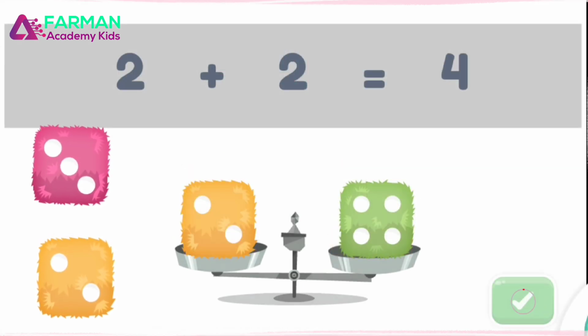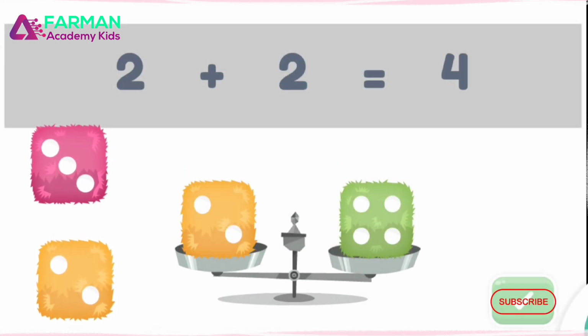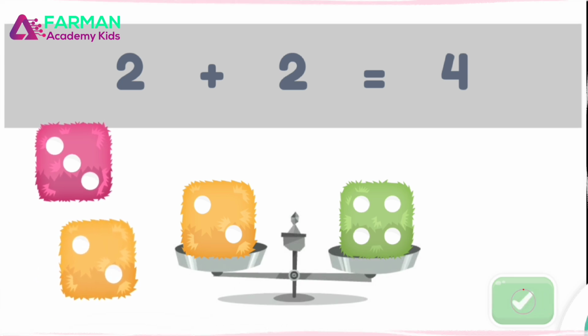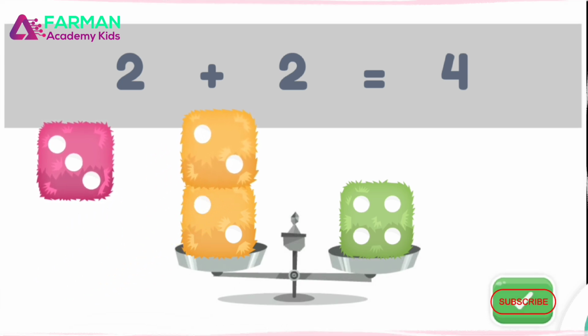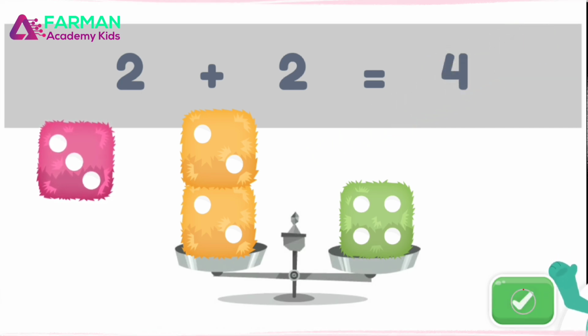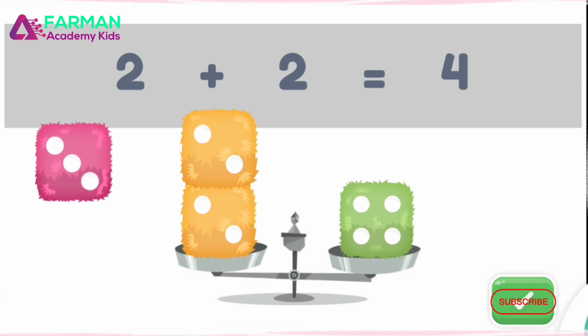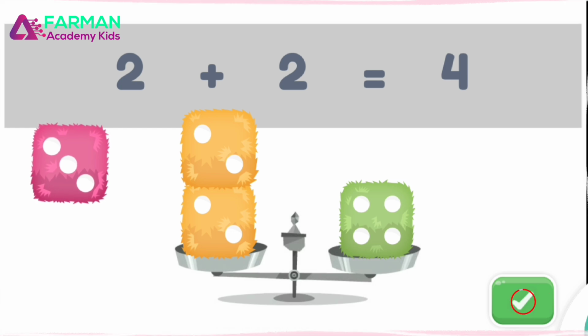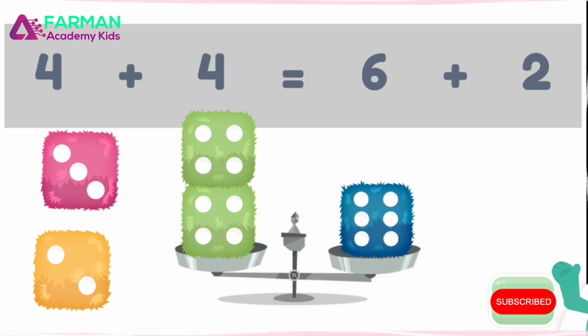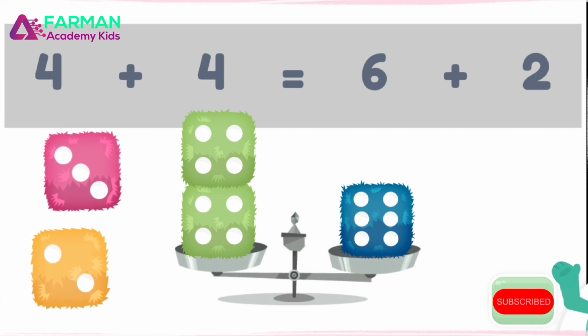Make the scale match the equation. 2 plus 2 equals 4. Good thinking! 2 plus 2 equals 4. Both sides have 4 dots. Make the scale match the equation. 4 plus 4 equals 6 plus 2. Good thinking! 4 plus 4 equals 6 plus 2. Both sides have 8 dots.